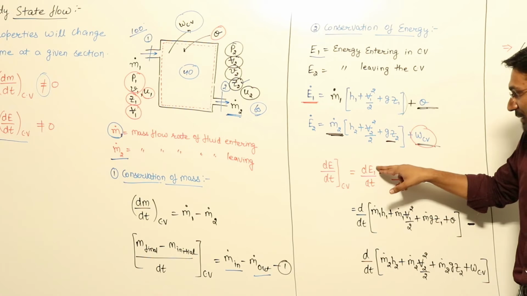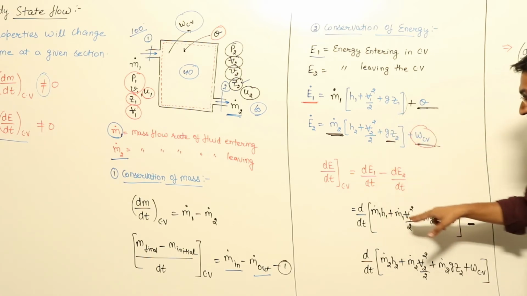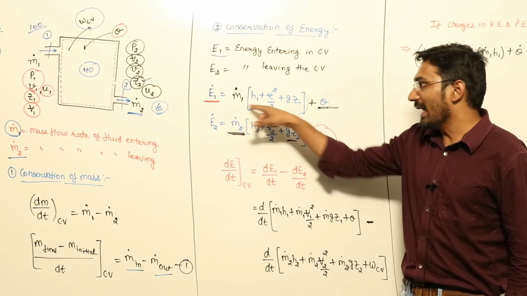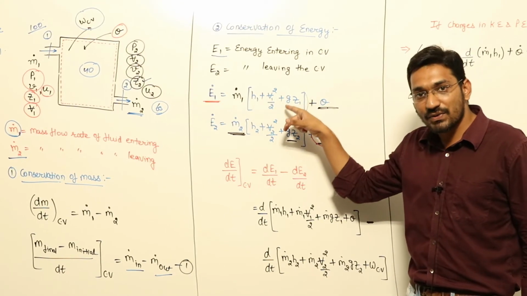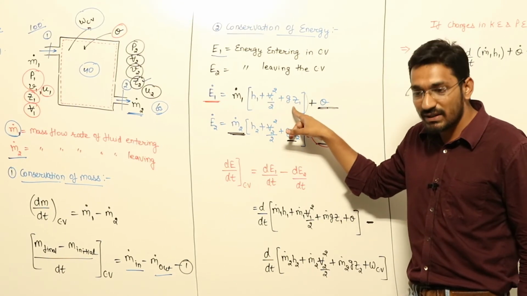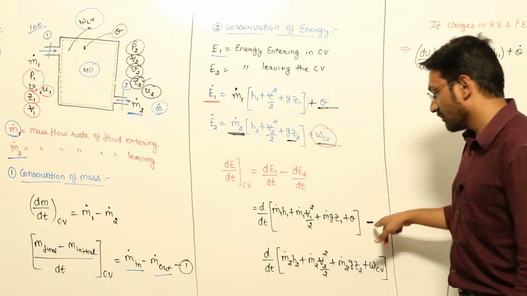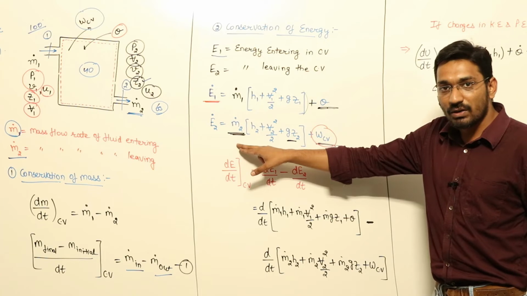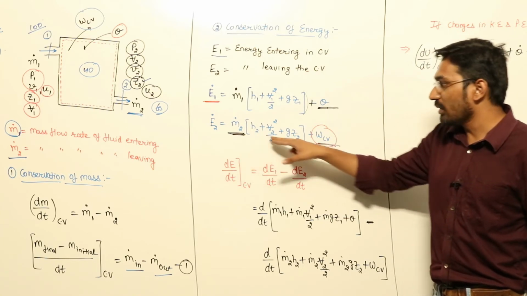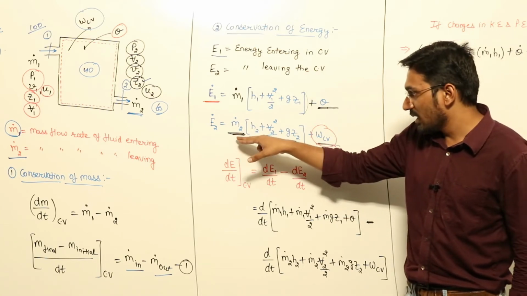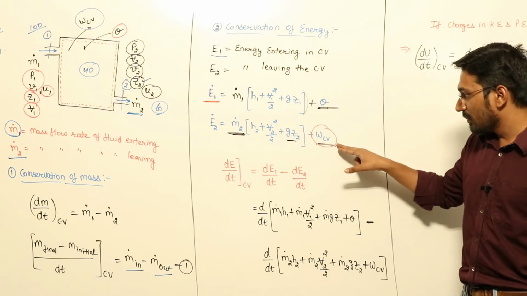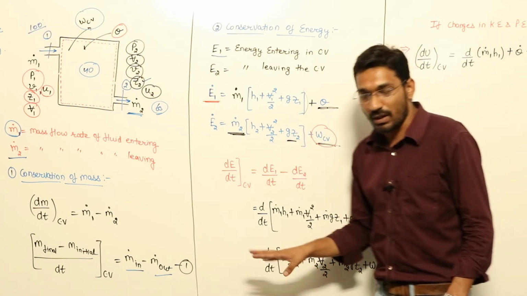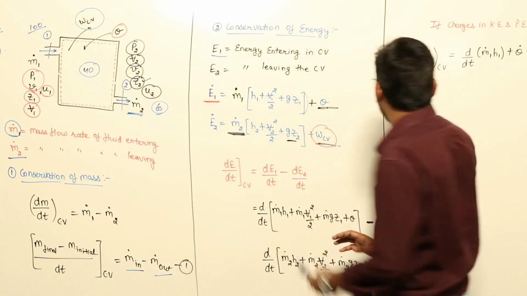If I simplify, if I put E1 and E2 values here, so this is d by dt of E1 is m dot 1 h1 plus m dot 1 v1 square by 2 plus m dot 1 gz1 plus Q minus d by dt of E2, E2 is m dot 2 into h2 plus m dot 2 into v2 square by 2 plus m dot 2 into gz2 plus Wcv, right? Units, you need to take care of units, right? This is the conservation of energy.